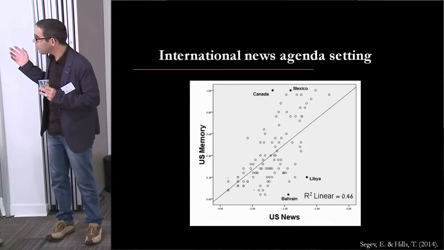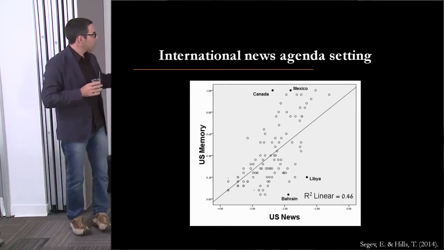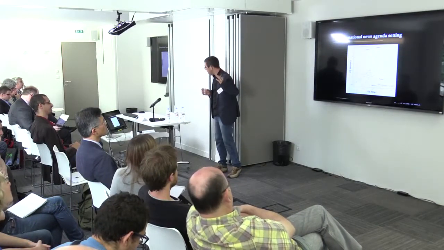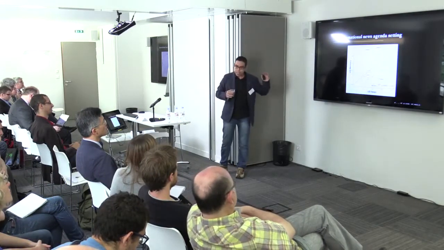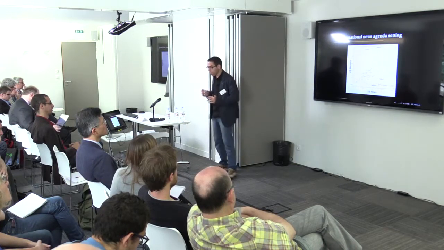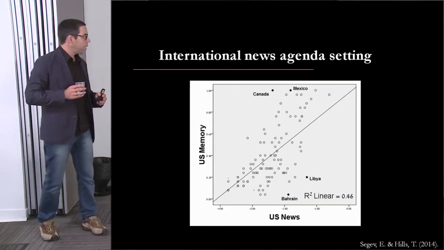But the most interesting parts that I put here are the outliers. You could see that people recall countries that are closer to them geographically, Canada, Mexico, and didn't recall countries that were very prominent in the news at that time, but not enough, during the Arab Spring, Bahrain and Libya.